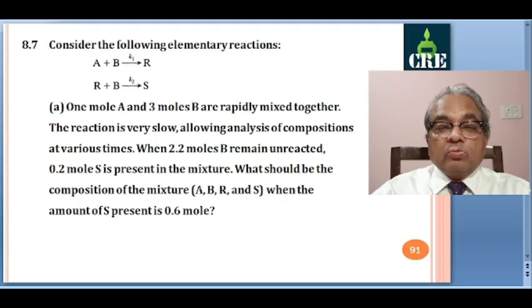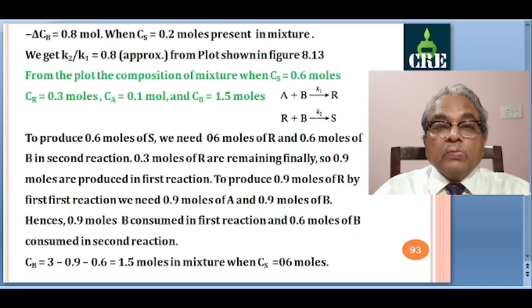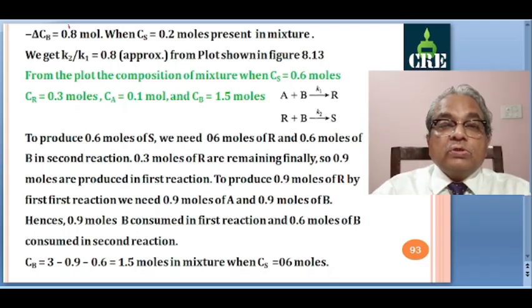What should be the composition of the mixture of A, B, R, S when the amount of S present is 0.6 mole? So first, 1 mole, 3 moles, and 2.2 moles remain unreacted. So that means 0.8 is consumed. So this delta Cb is 0.8, and delta Cb by Ca0, because Ca0 is 1 mole, is 0.8 moles when Cs is present in the mixture.